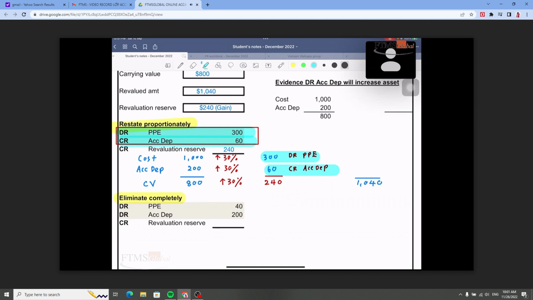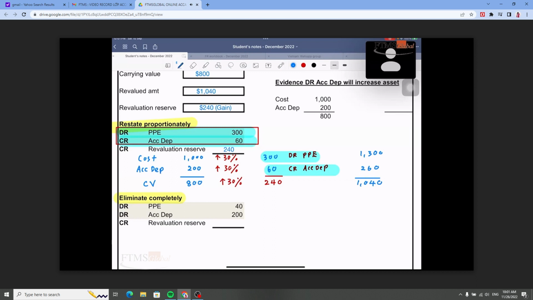Okay, right. So ultimately, after that, let me have the conclusion. So 1,000 plus 300, I will get 1,300. Then 200 plus 60, I will get 260, right? So if you use your 1,300 minus 260, I think you get your 1,040. Okay, so this is how you do it if you are using restate proportionally.